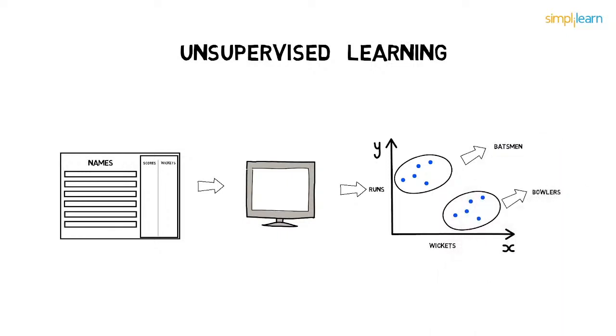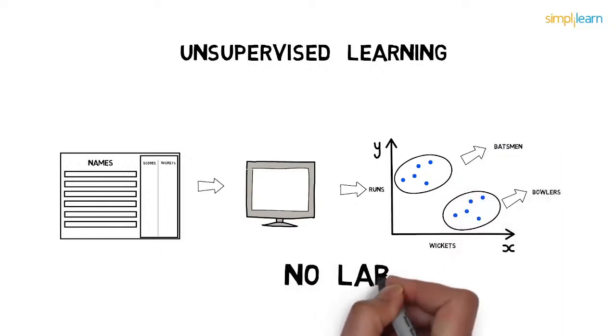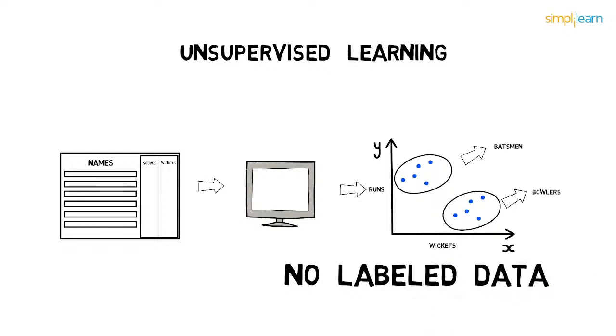The important point to note here is that there were no labels of batsmen and bowlers. Hence, the learning with unlabeled data is unsupervised learning. So we saw supervised learning where the data was labeled and unsupervised learning where the data was unlabeled.